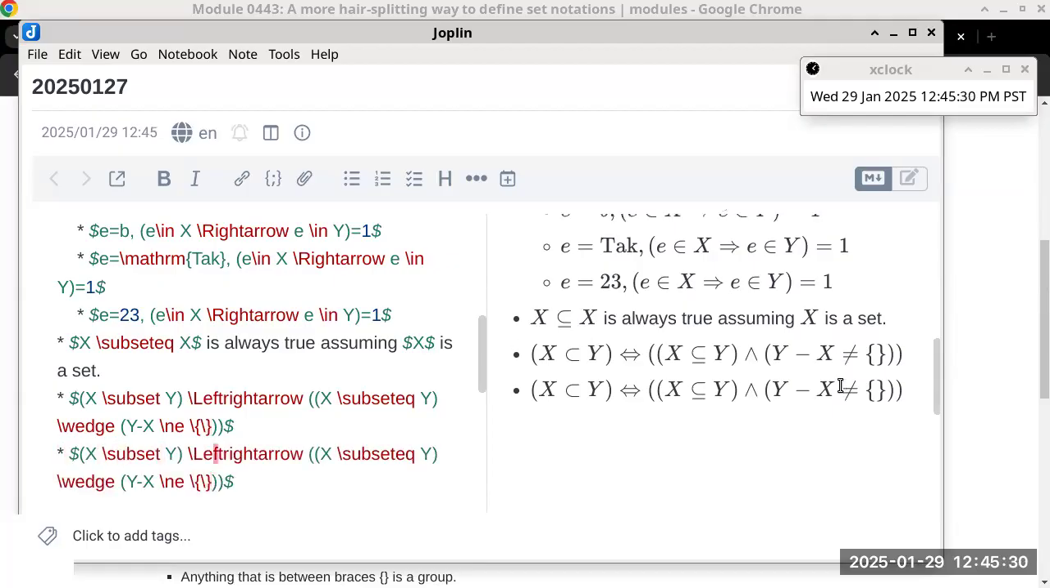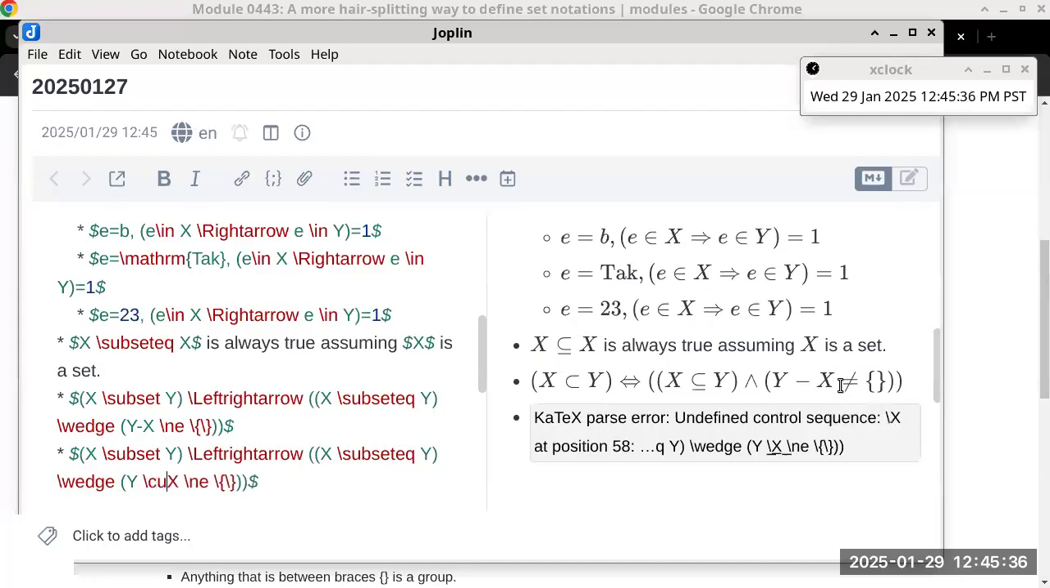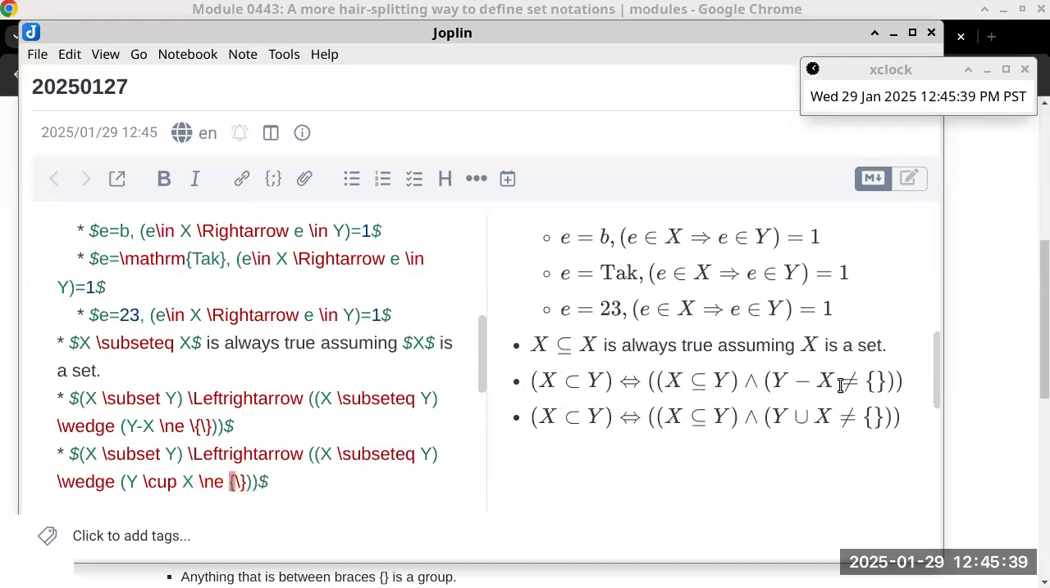The other way to do it is to use the union. So now we say Y union X does not equal X. Well, if Y union X does not equal X, that means there are some elements that are only found in Y. It implies that, because if everything in X is also found in Y, then the union between X and Y would have been just X.